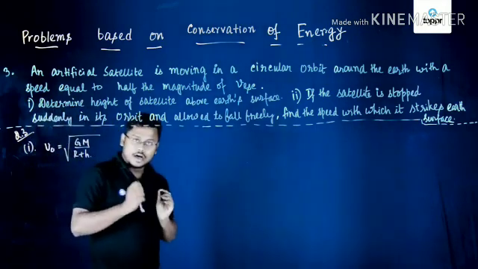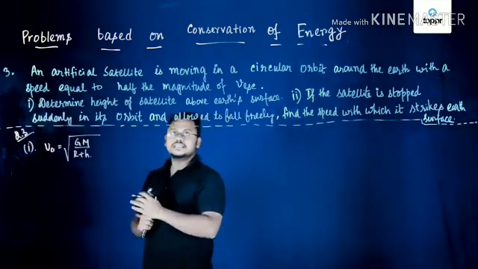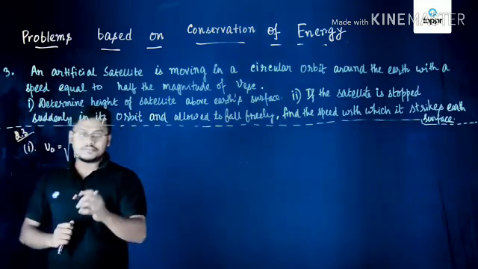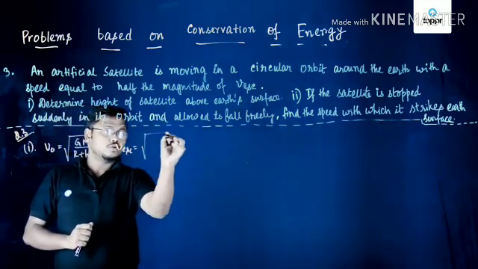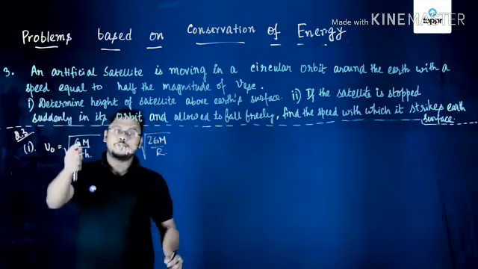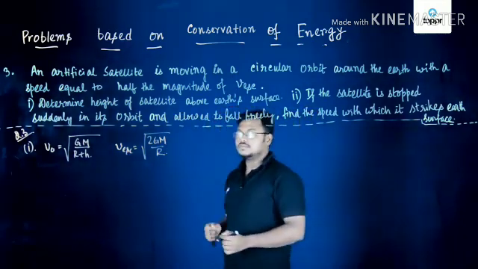R is the radius of the earth and h is the height above the surface of the earth. Now it is equal to half the magnitude of the escape velocity. So we know the escape velocity expression: V escape at the surface of the earth is root over 2GM divided by R. Here the capital M indicates the mass of the earth.